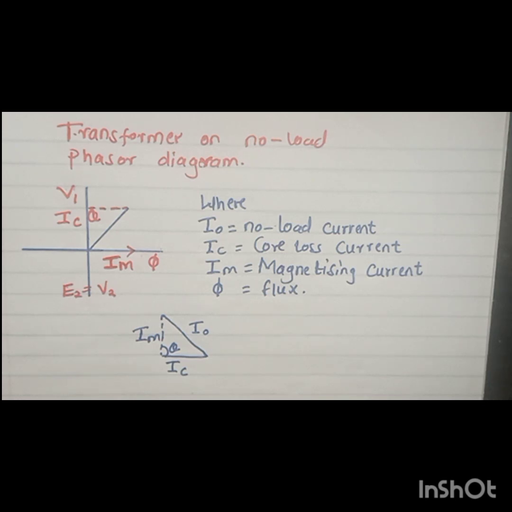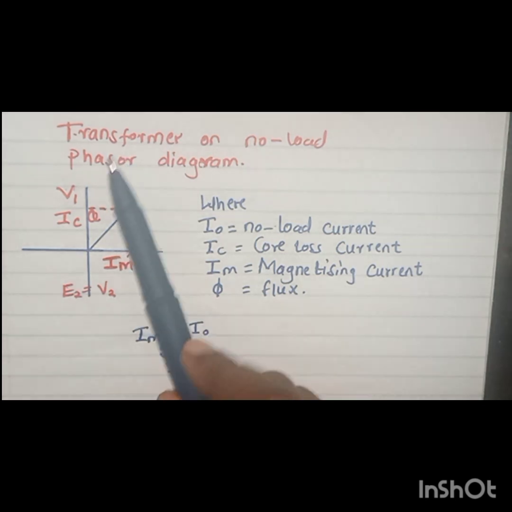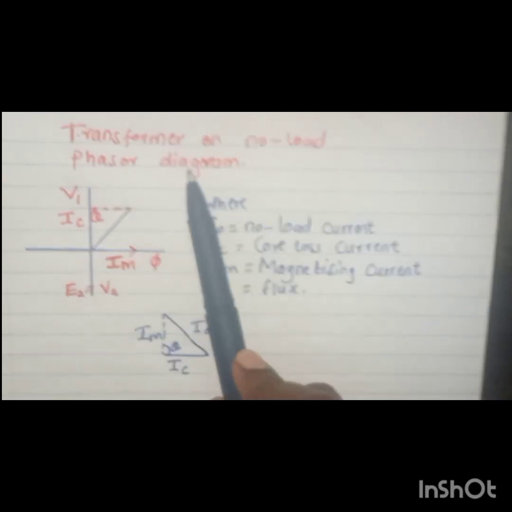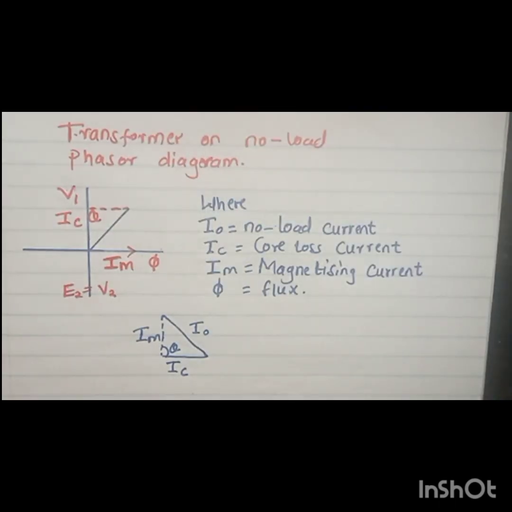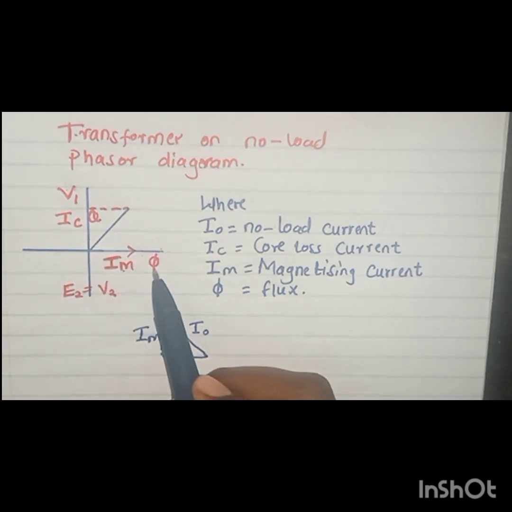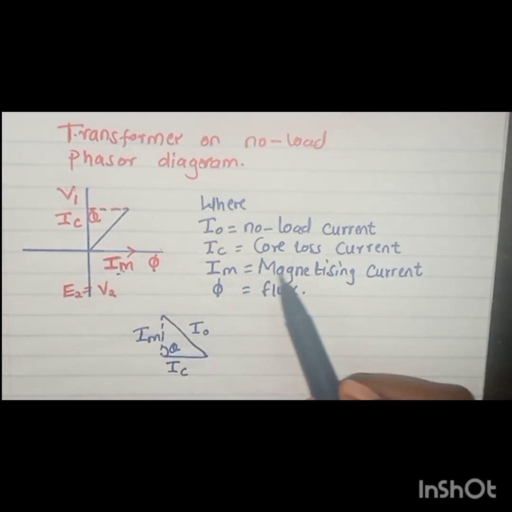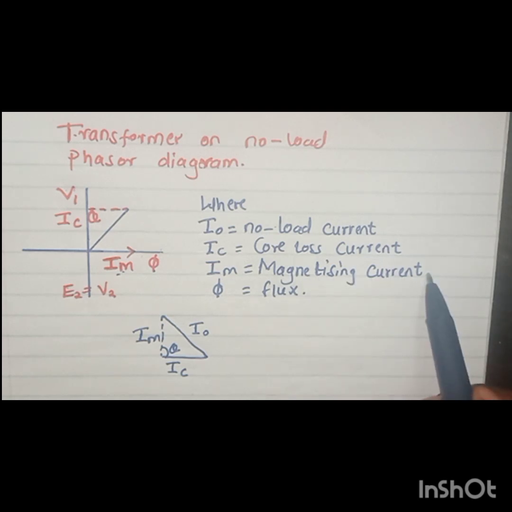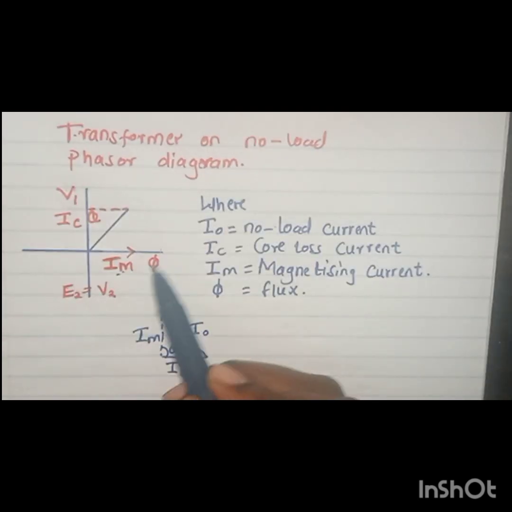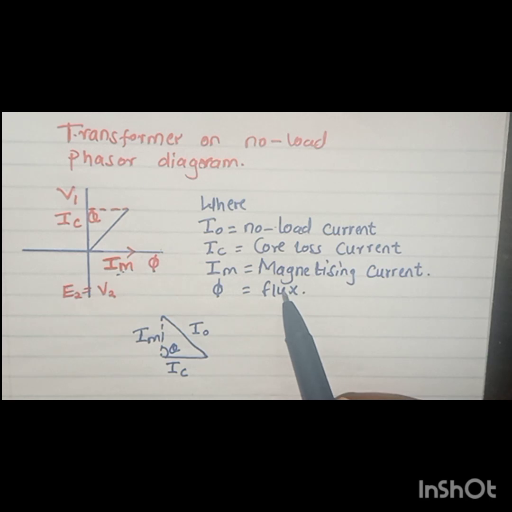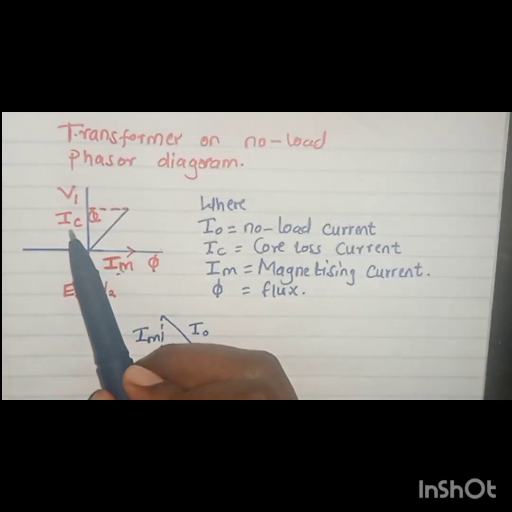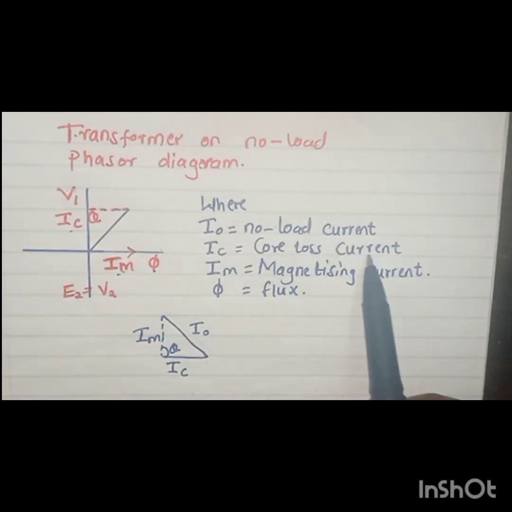Today I want us to look at the transformer on no load phasor diagram, and as you can see I've just plotted the diagram here. So this is a phasor diagram for a transformer on no load. I have IM, which is in phase with the flux. This IM is the magnetizing current. Then I have phi, which is the flux. Then we have IC, and our IC is the core loss current.